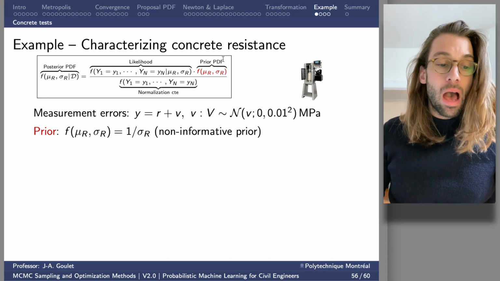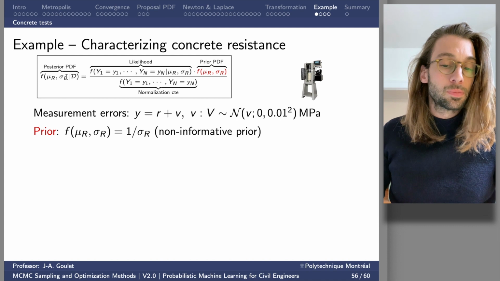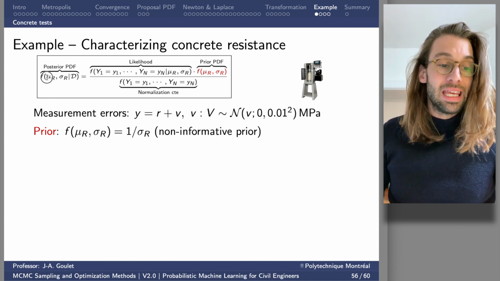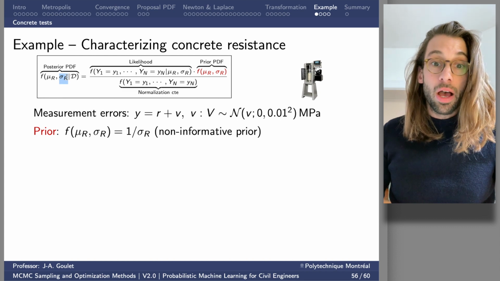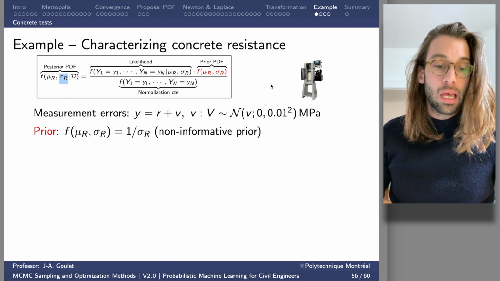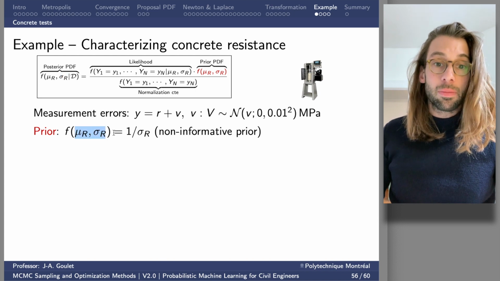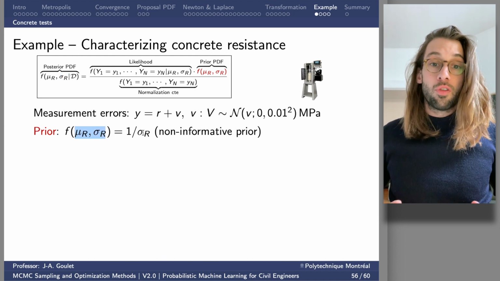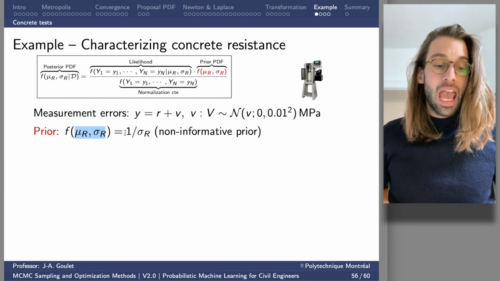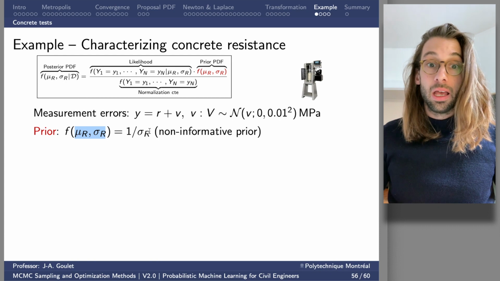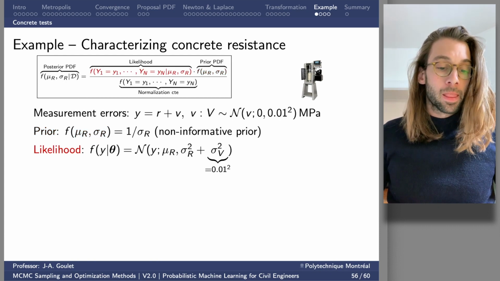So here my parameters, if I remind you what my parameters were in module 3, is I want to characterize the mean value and variance for the resistance of my concrete mix, okay, from many samples. So my prior is defined for those parameters. Here in this case, I'm going to define my prior as being non-informative, meaning uniform for my expected value, and 1 over sigma R, this is my non-informative prior, for my standard deviation.